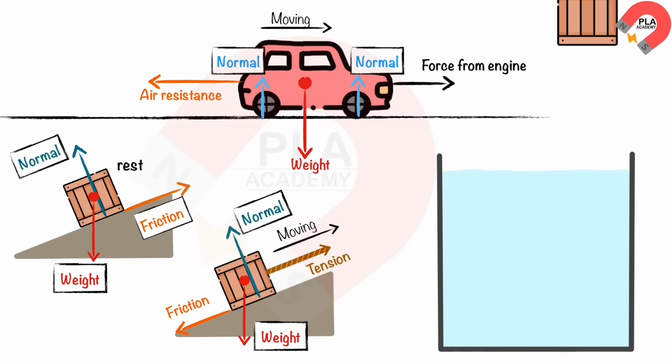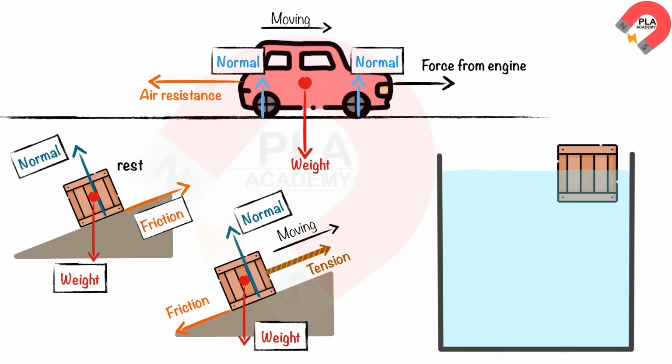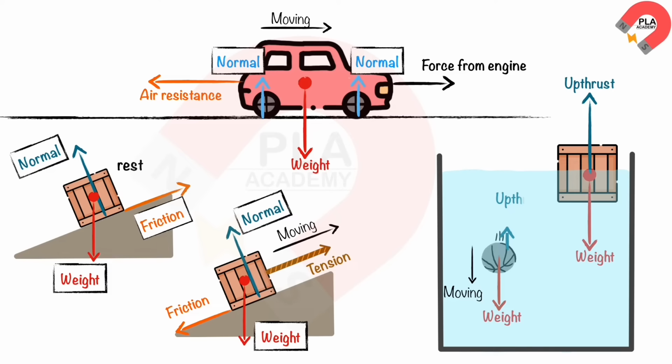When a box floats on the water, there are forces acting on the box including the weight, which acts downward. The upthrust acts upward. When a metal sphere is moving downward through the water, there are forces acting on the metal including the weight, which acts downward. The upthrust acts upward. The water resistance acts upward.